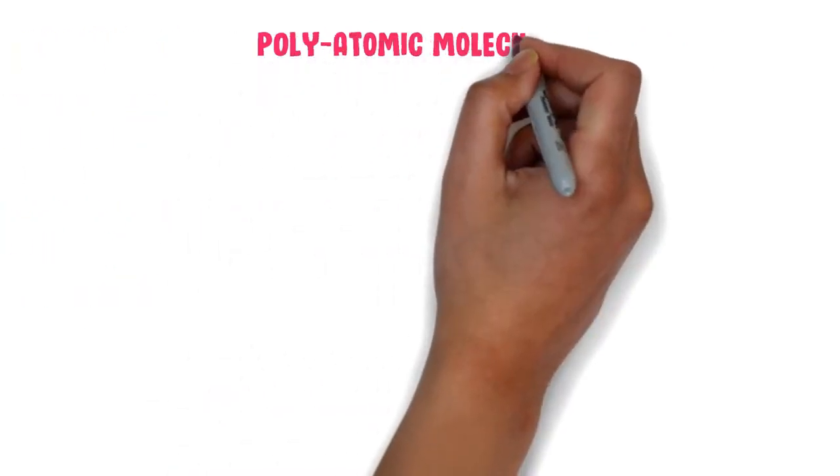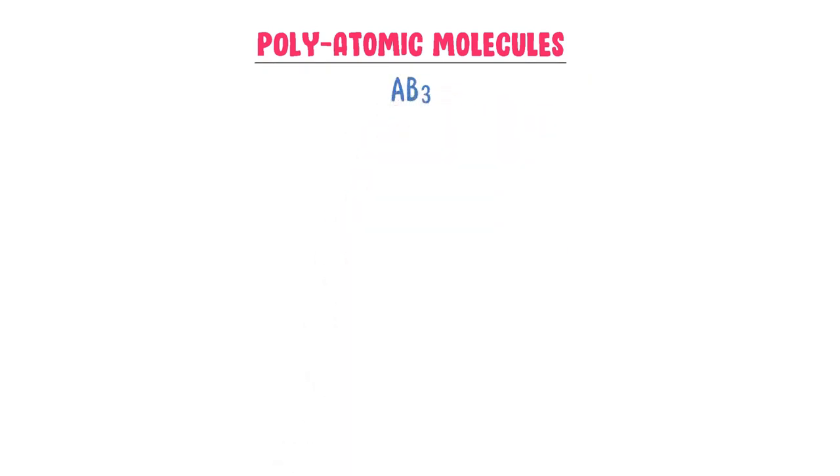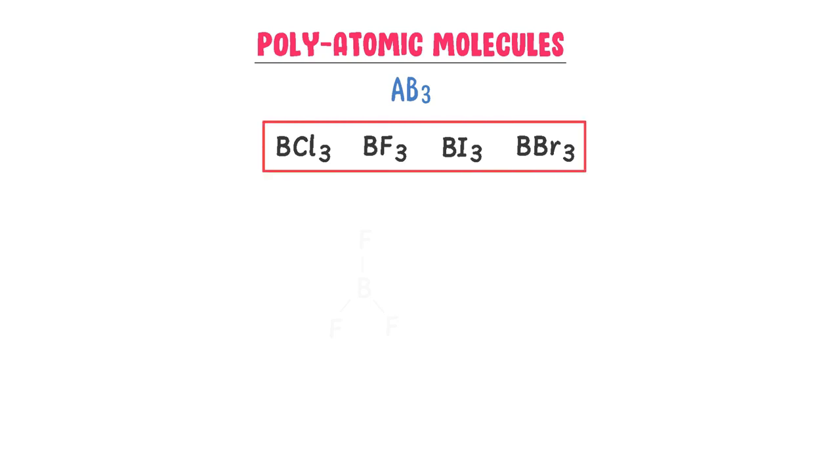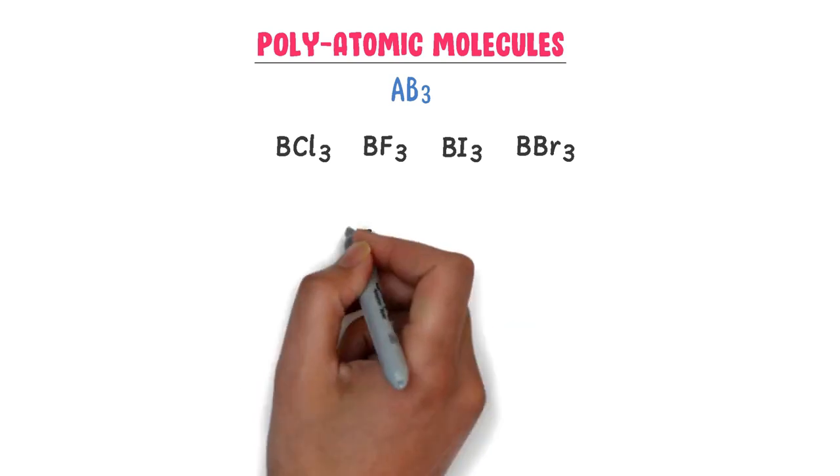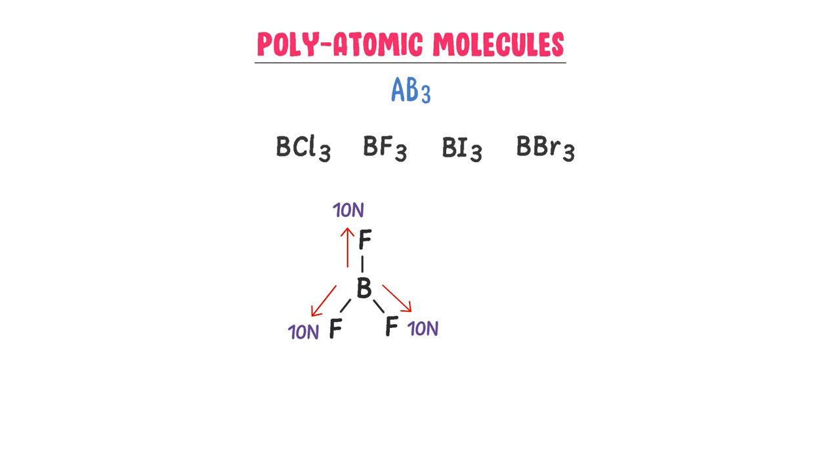Now let me teach you the polyatomic molecules of AB3 type like BCl3, BF3, BI3, etc. Remember that these all molecules have the same geometry like this. For example, here the fluorine atom, being more electronegative, exert more force on the shared pair of electrons. Let it exert 10 Newton force in this direction. This fluorine atom also exert 10 Newton force in this direction, and this fluorine also exert 10 Newton force in this direction. Here the net force is 0.